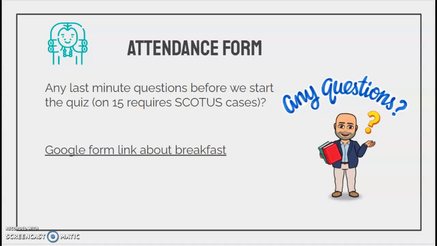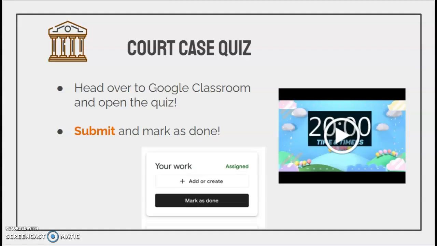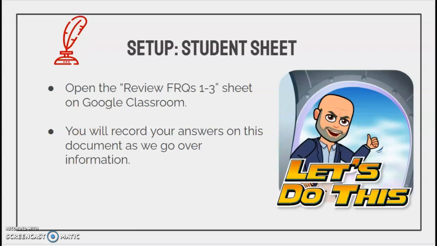At this point, you should have already taken the quiz, so I'm going to skip right by that. Today we are reviewing the format of FRQs 1 through 3. Remember, we've already spent a good bit of time reviewing the format of the argumentative essay, so we're not going to do that again today. We're just going to look at 1, 2, and 3, the other 3. Again, you've already taken the quiz.